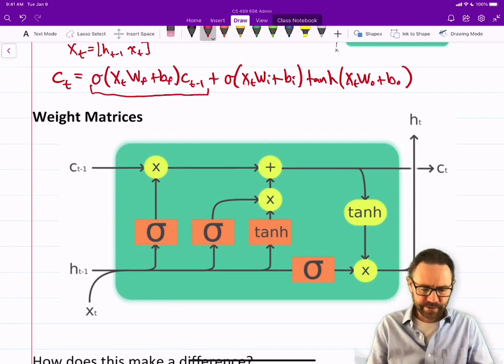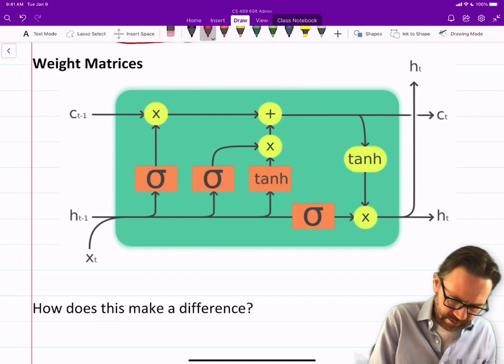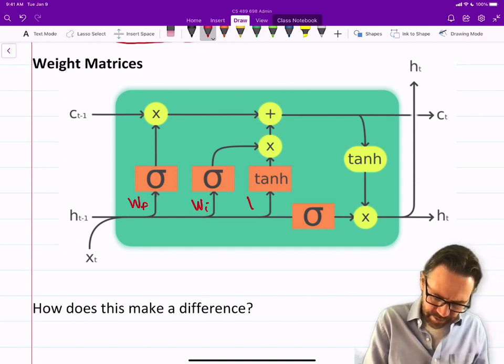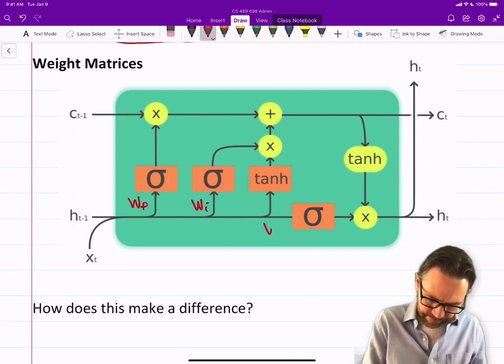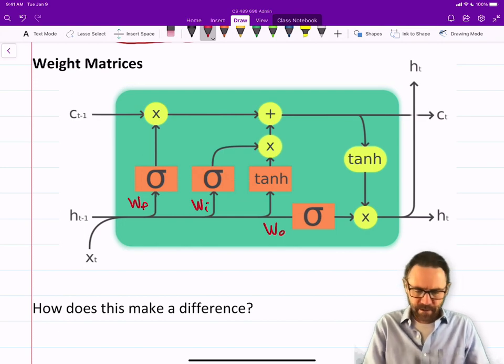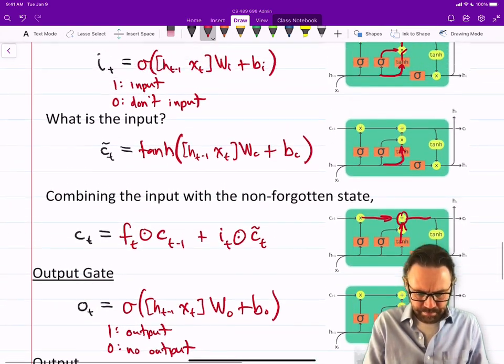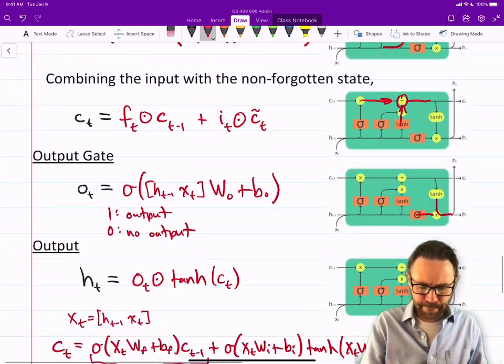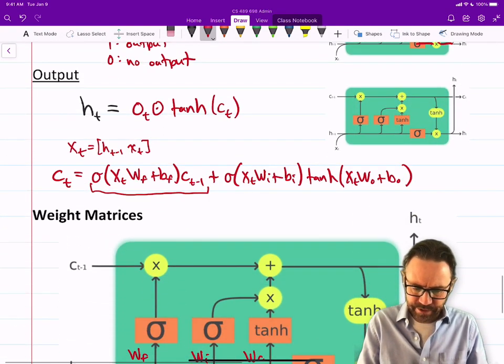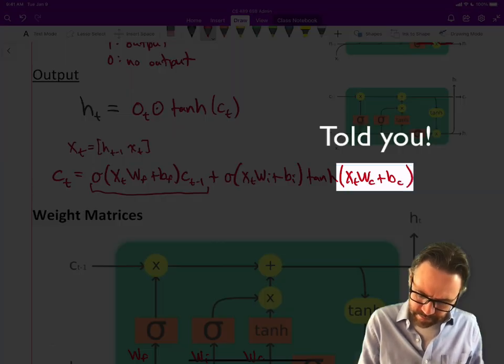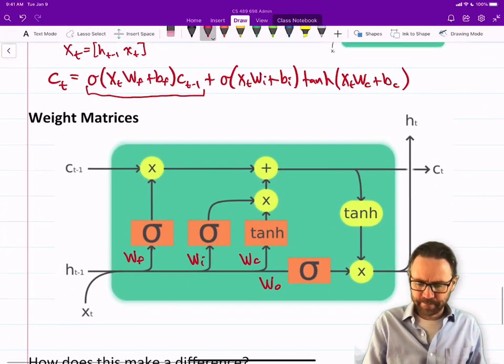So weight matrices, as you probably saw, we have the W_F here, W_I here, and W_O here. Oh, this is W_C. This should be W_C here. Right, okay.